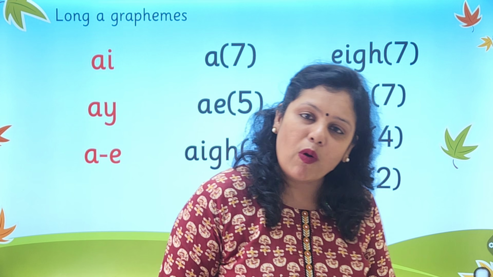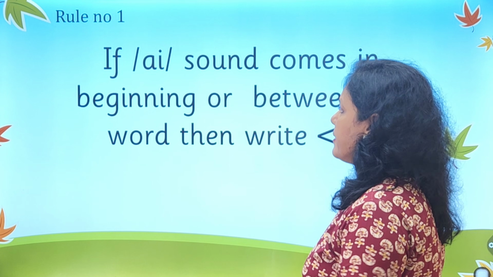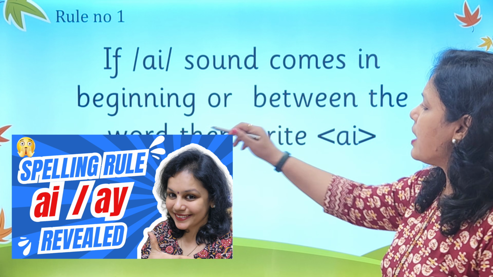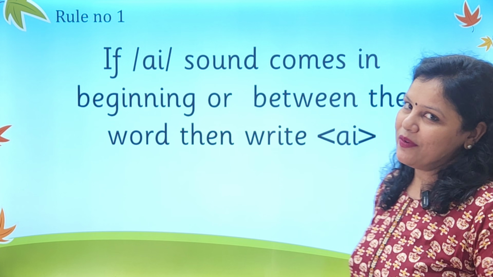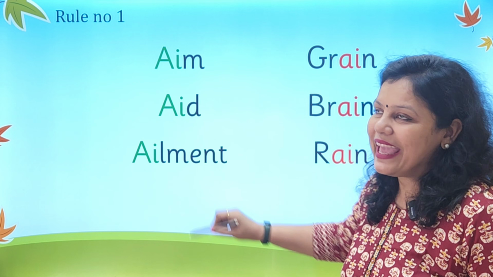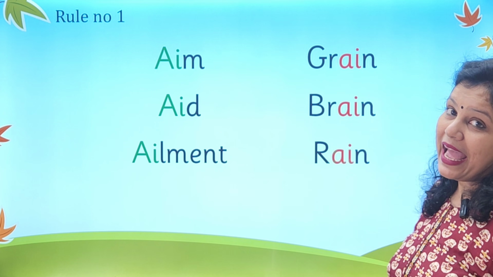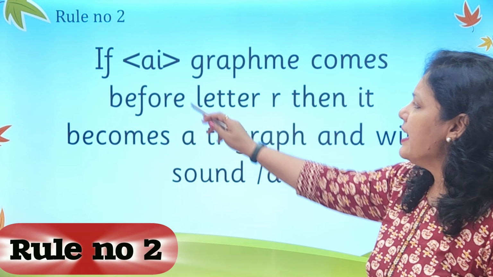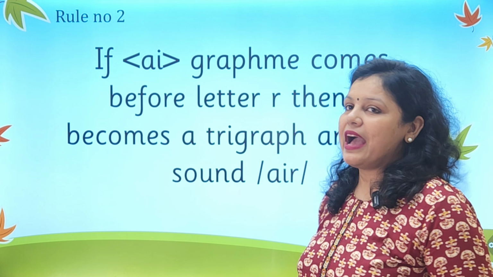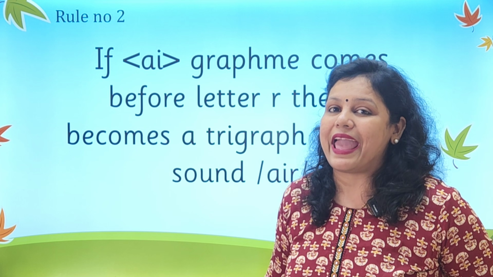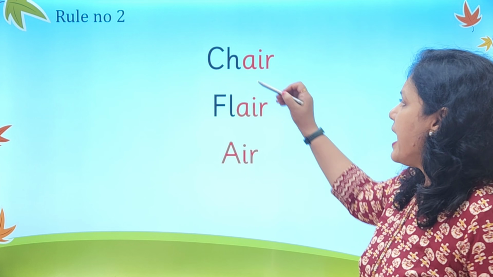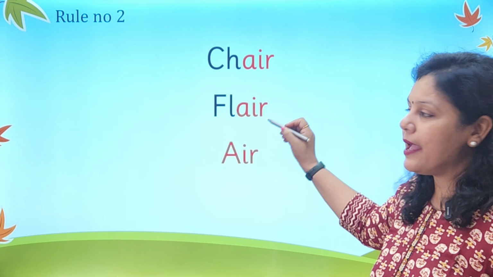So let us see all these graphemes one by one. This rule we have already covered in the previous video, that if the A sound comes in the beginning or in between the word, then we write AI, as in aim, aid, ailment, grain, brain and rain. Similarly, if the A sound is followed by the letter R, then we write it with the help of AIR and it gives you the sound of air. It becomes a trigraph. It is no more a digraph, as in chair, flare, air.